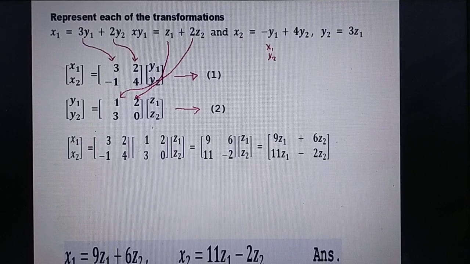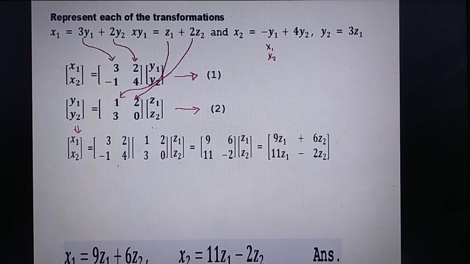Then here, from equation 1, we will replace this term, this matrix, with its value. So rewrite the matrix containing 3, -1, 2, and 4. Then the value of y1, which is in equation 2, that is 1, 3, 2 and 0 multiplied by z1 and z2. Then proceed to the operation of multiplication and summation to get the new element.